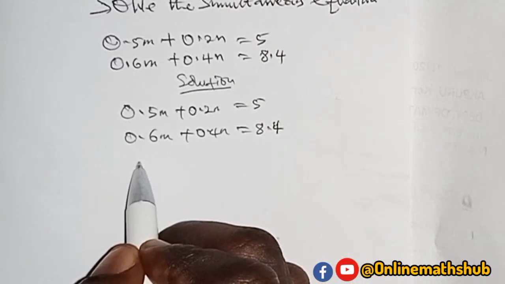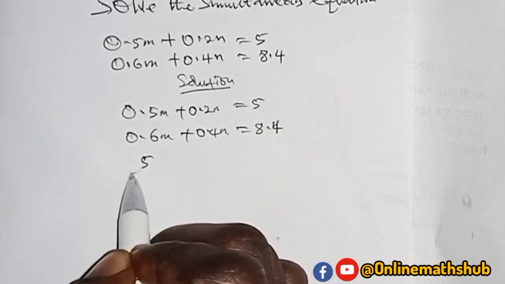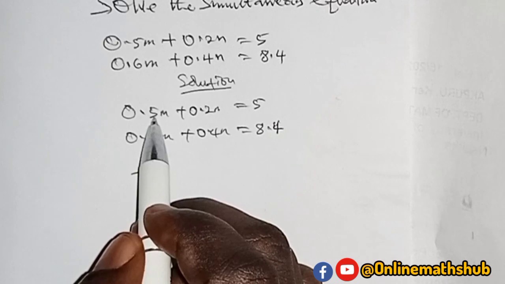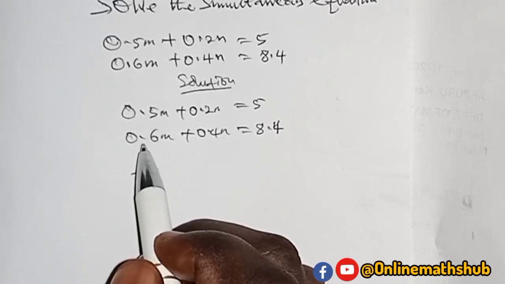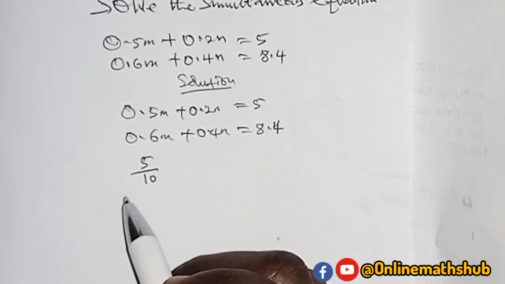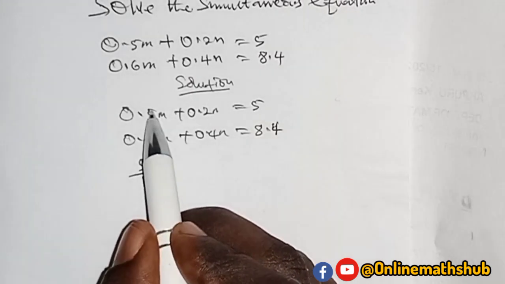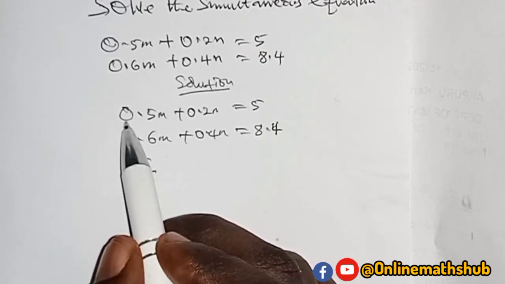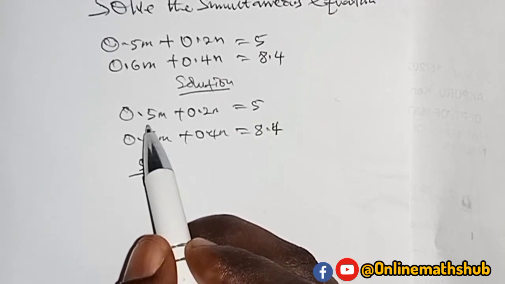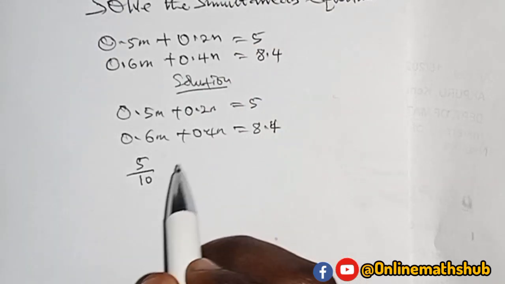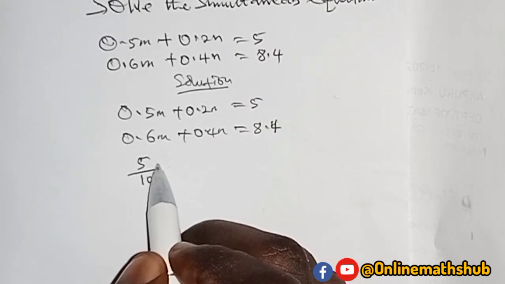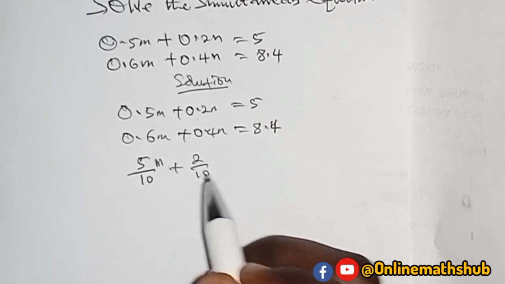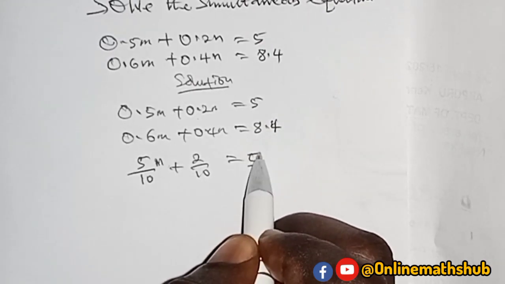If I convert the first one, I'm going to have 5 over 10. How you do that is you look at the last digit of the decimal, find out the place value of it. The place value becomes the denominator, and the numerator will be the non-zero digit. So converting this one, with my m, I'll have 5m over 10 plus 2n over 10 is equal to 5.